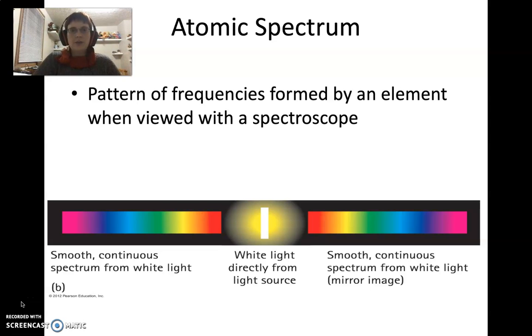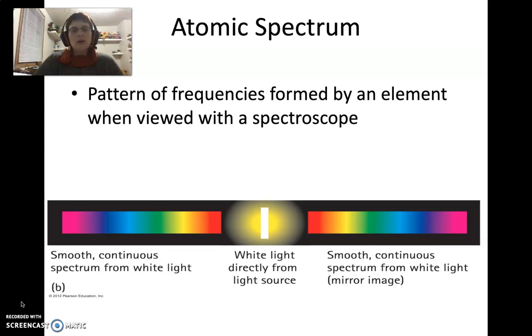This is lecture 3 on chapter 8, Atoms and the Periodic Table. Before we can get into more details about the periodic table, we need to talk about this idea. This is talking about the atomic spectrum.